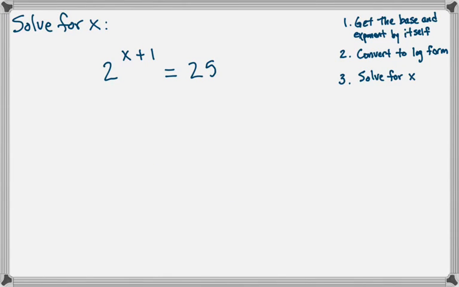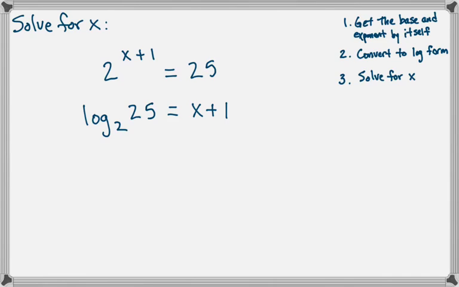On this next example, we have 2 to the x plus 1 equals 25. The first step I always want to do when solving exponential equations is get the base and exponent by itself. The x plus 1, all of that is in the exponent of the 2. So we already have the base and the exponent by itself, and we're going to skip over that first step on this one. We're going to convert this to logarithmic form. I always start with the base. So I would write this as log base 2 of 25 equals all of that stuff in the exponent. The exponent was x plus 1. That's how I would convert it.